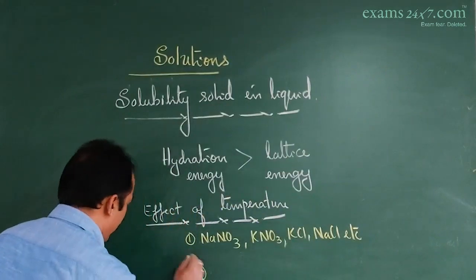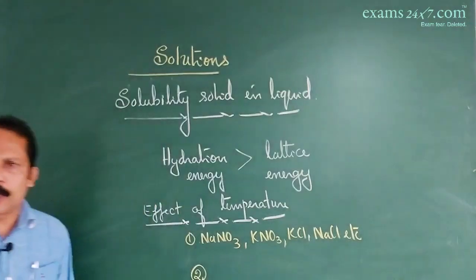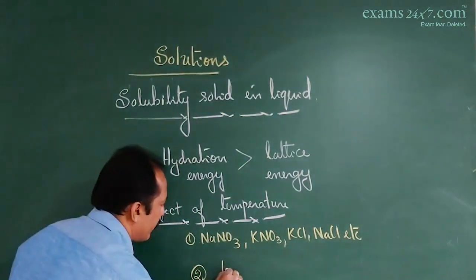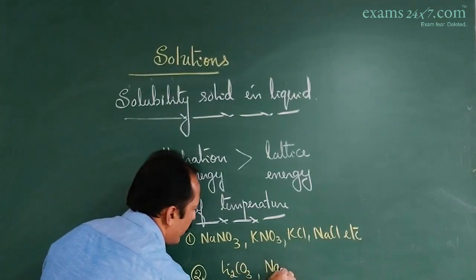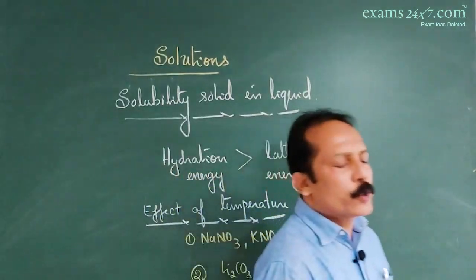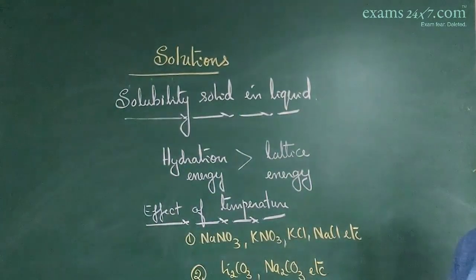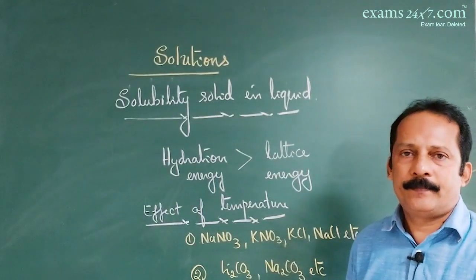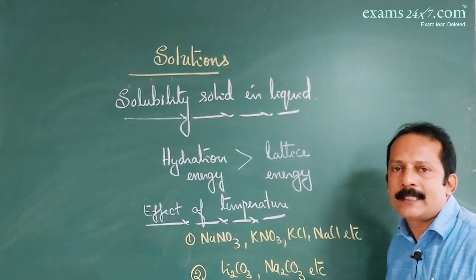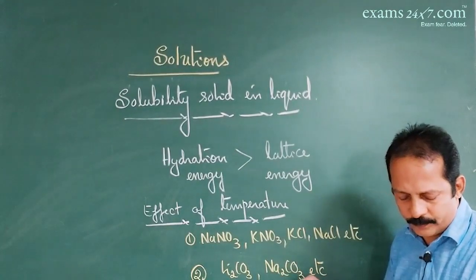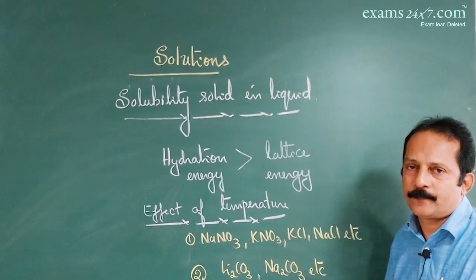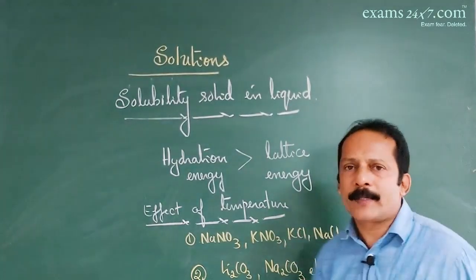Similarly, one more example. In this case, salts like lithium carbonate and sodium carbonate, Li2CO3 and Na2CO3, when dissolved in a solvent, liberate heat. That means the reaction is exothermic. When lithium carbonate or sodium carbonate is dissolved in water, heat is liberated. That reaction is exothermic, so solubility decreases with increase in temperature. In the first case, solubility increases with increase in temperature.